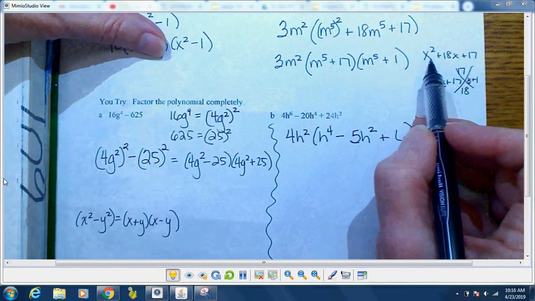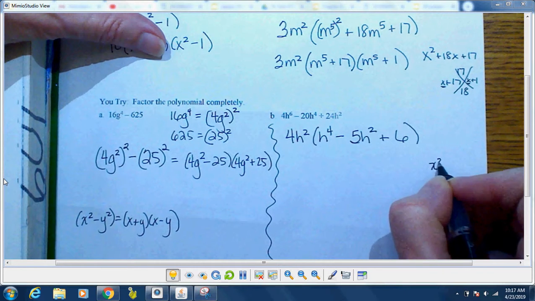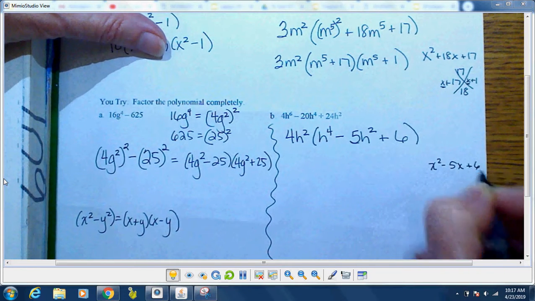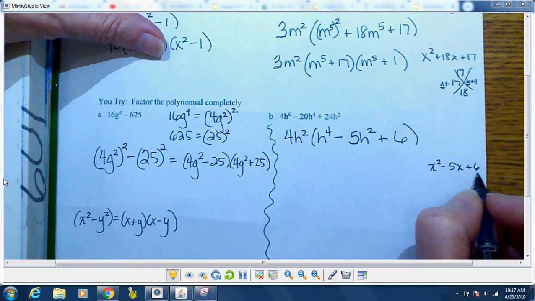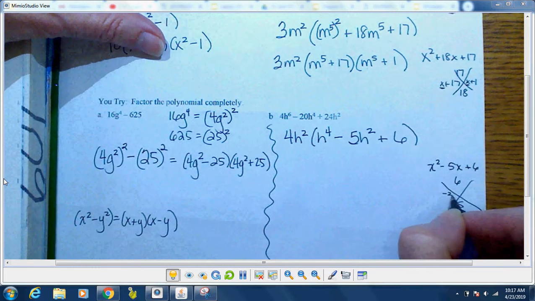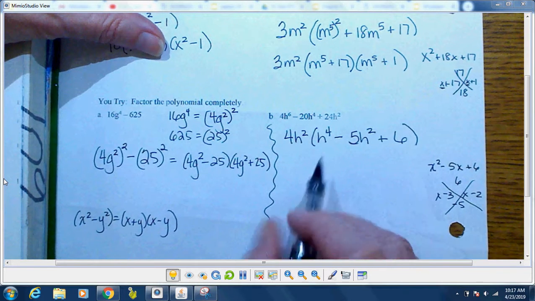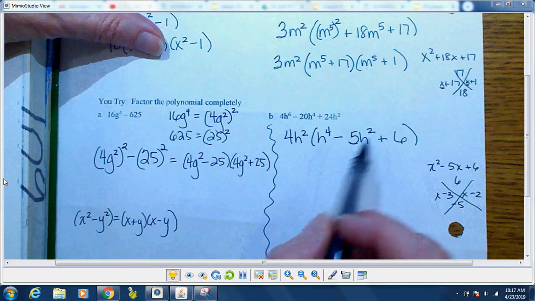Notice how I have h to the fourth and h squared. It's going to be a lot like this problem up here. So instead, let me think of this as x squared minus 5x plus 6. So I'm looking for two numbers that multiply to make 6 and add up to negative 5. It's going to be negative 3 and negative 2. But instead of an x, I'm going to have h squared.